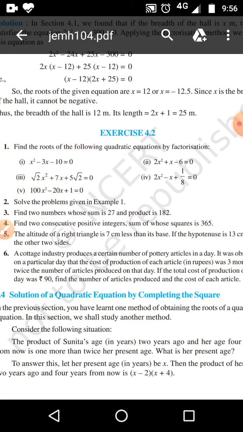So let us consider we are given an equation ax square plus bx plus c is equal to 0. This is your equation, ax square plus bx plus c is equal to 0. So we have to solve this particular equation by the completing square method.